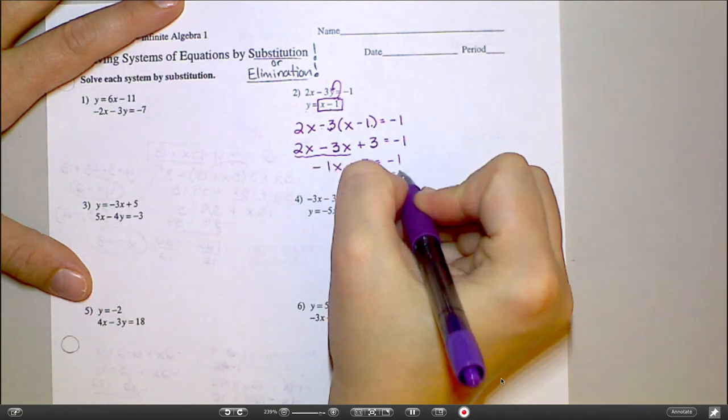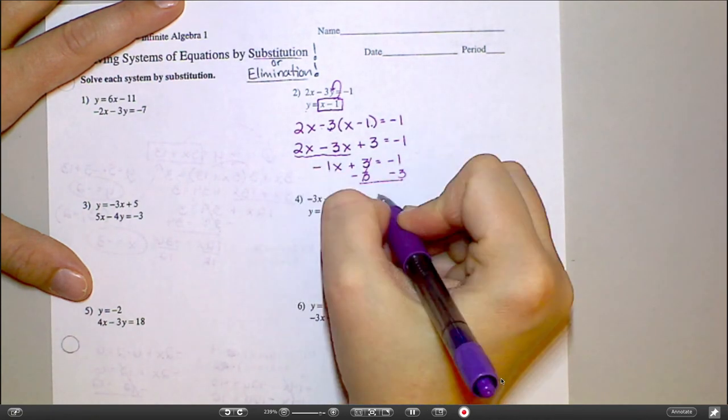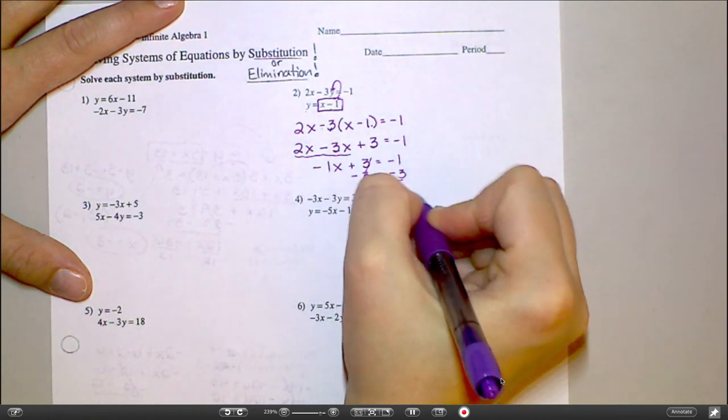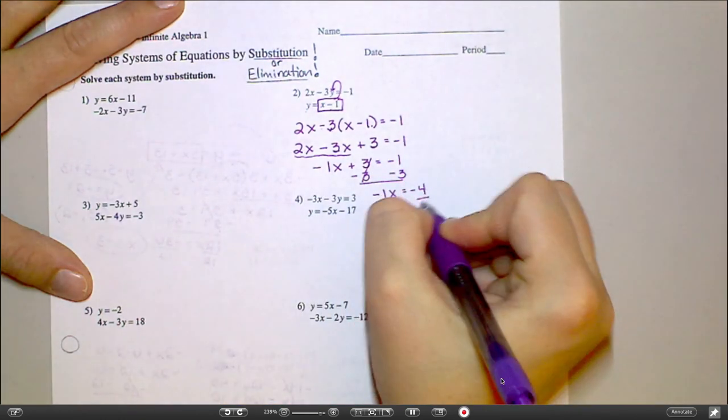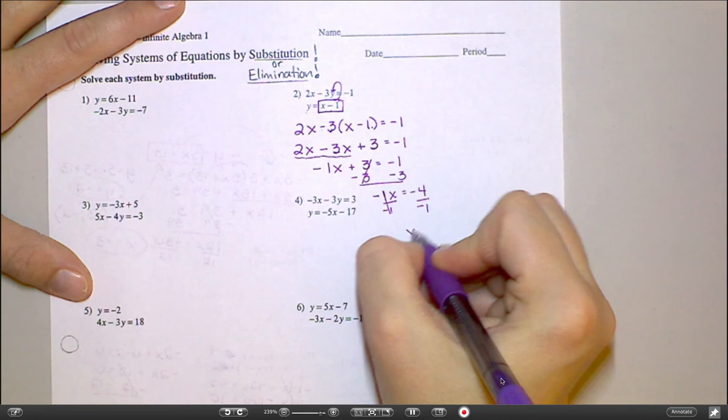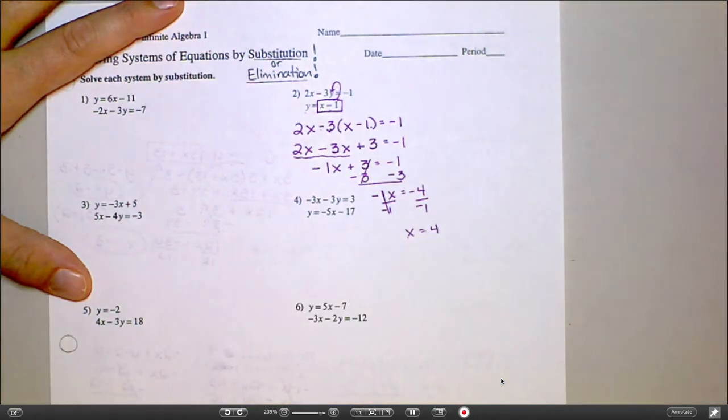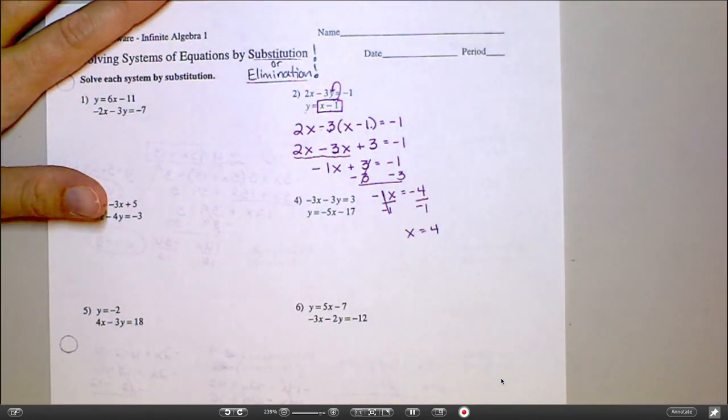Subtract 3. And I end up with negative 1x equals negative 4. Divide by that negative 1. And I get x equal to positive 4. Questions on that?